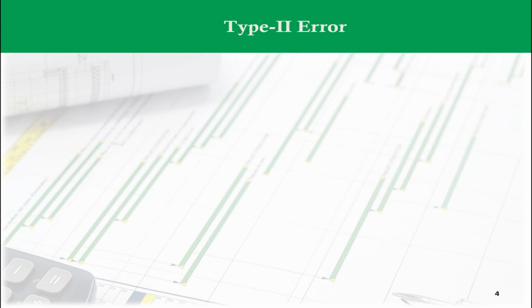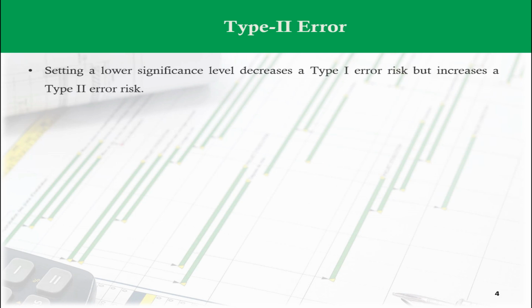Trade-off between Type 1 and Type 2 errors. The Type 1 and Type 2 error rates influence each other. That's because the significance level, the Type 1 error rate, affects statistical power, which is inversely related to the Type 2 error rate. This means there's an important trade-off between Type 1 and Type 2 errors.